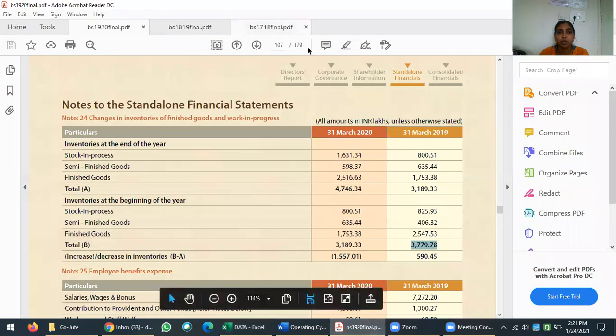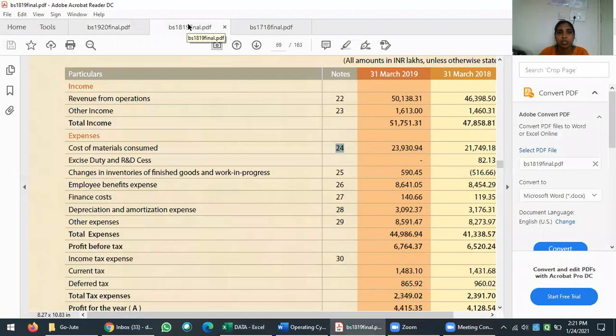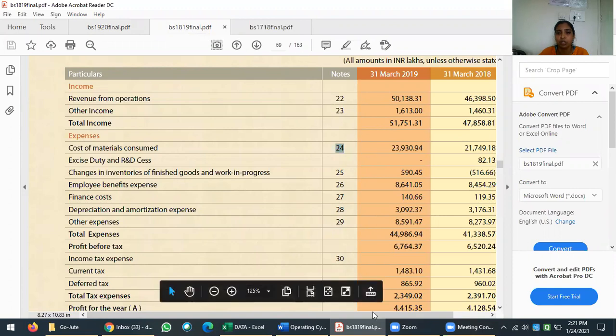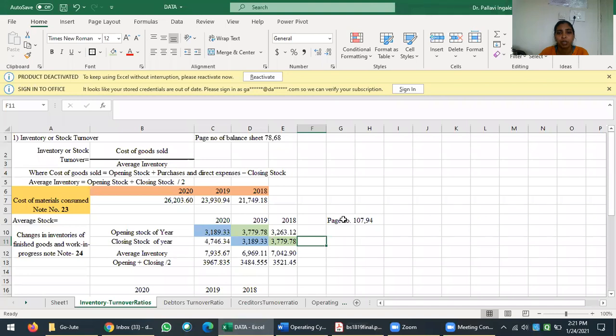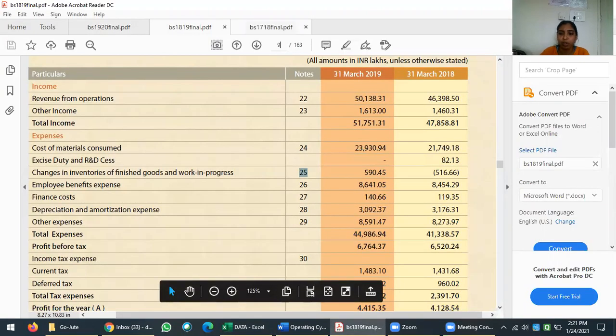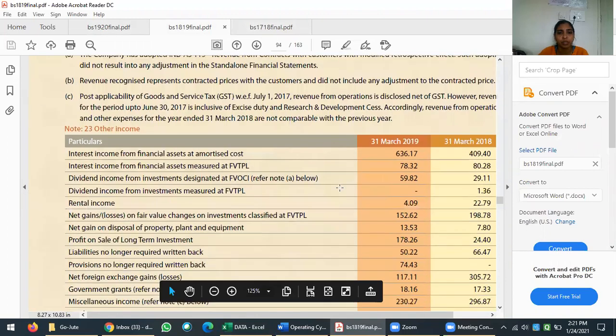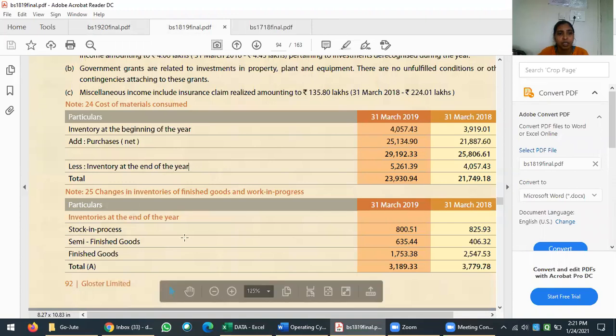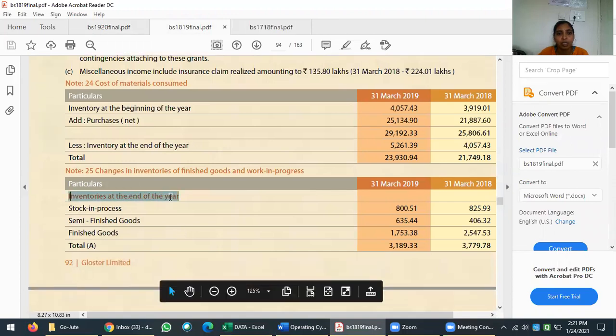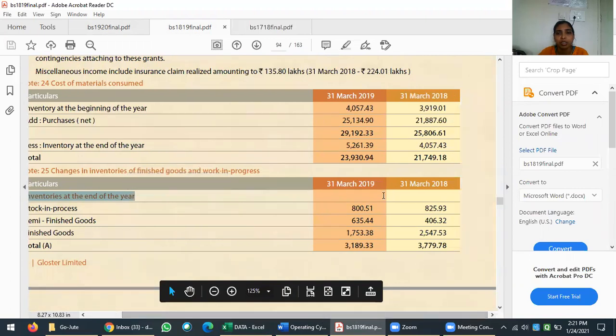Okay, same way for 2019 also we have to see 18-19. Here you will get the data of 2017. Here is the 25th number working note you will see, on page number 94, so I will go to page 94 and show you that also. See, it is given change in inventory, inventory at the year beginning. So it is the 18-19 year, so I need 2018. In 2018 only I will get 2017 also. No need to open 2017 separately.